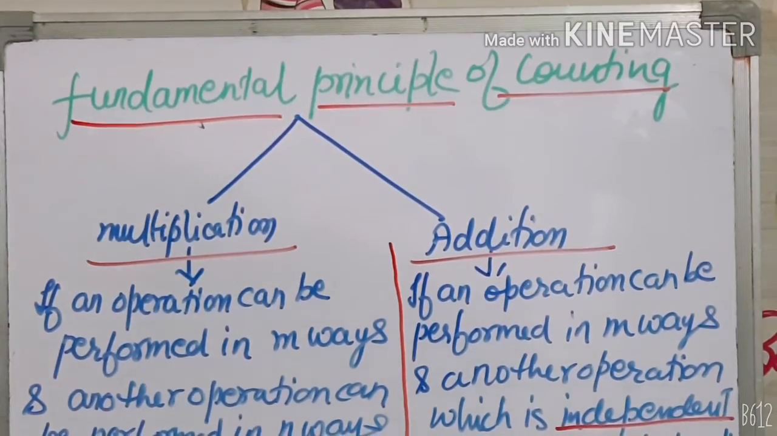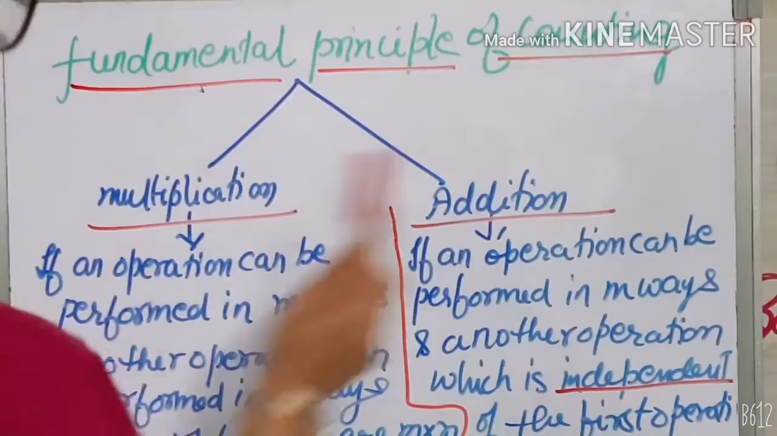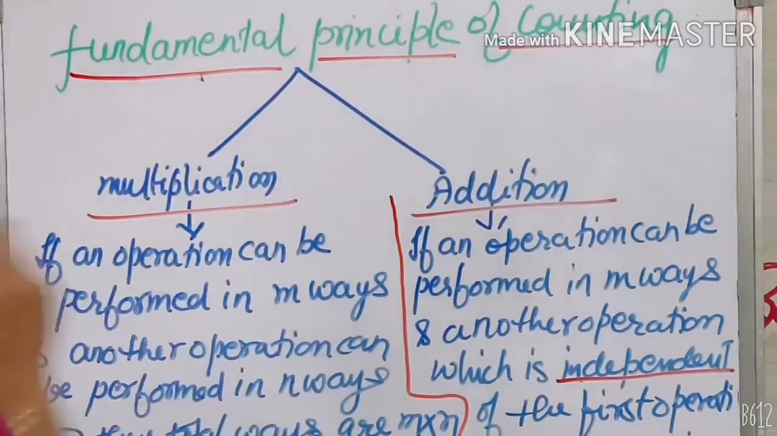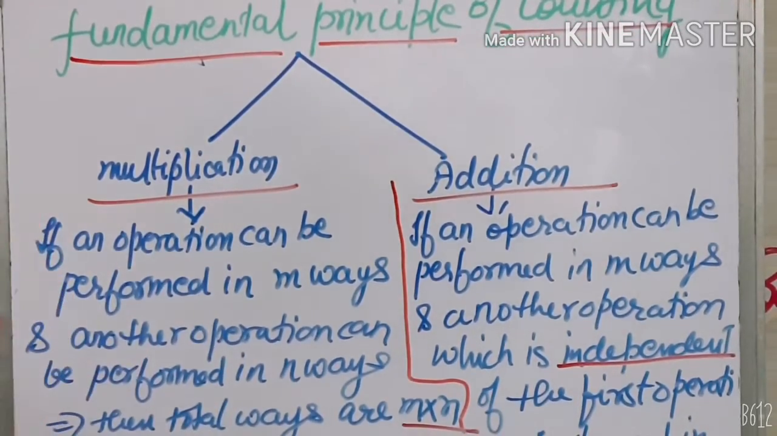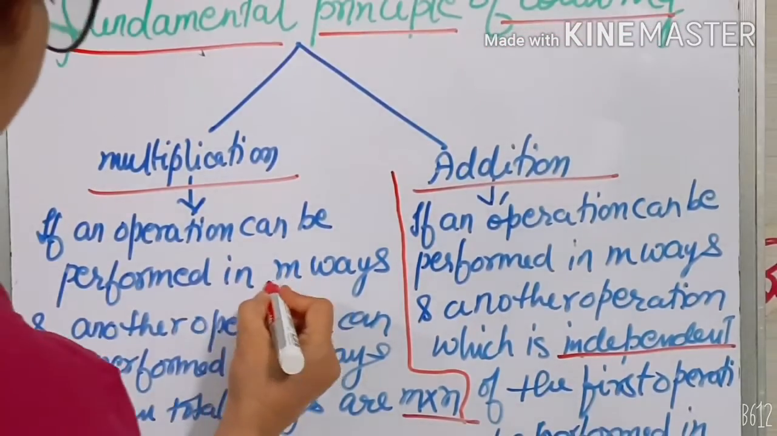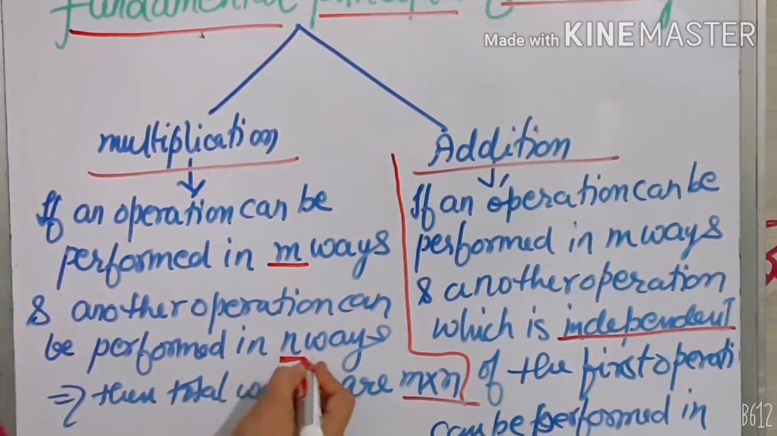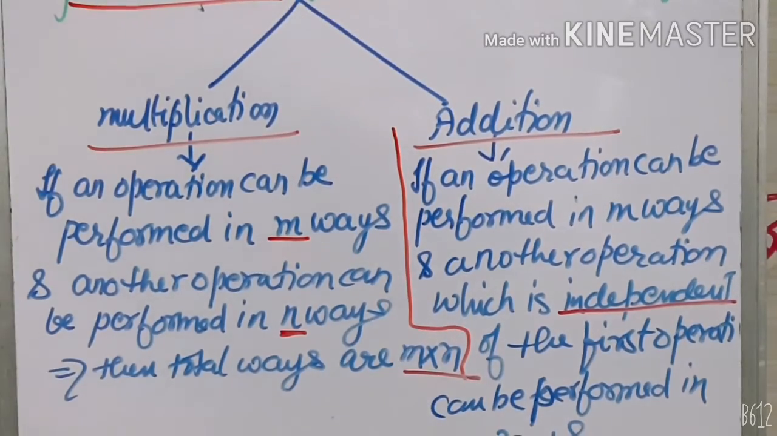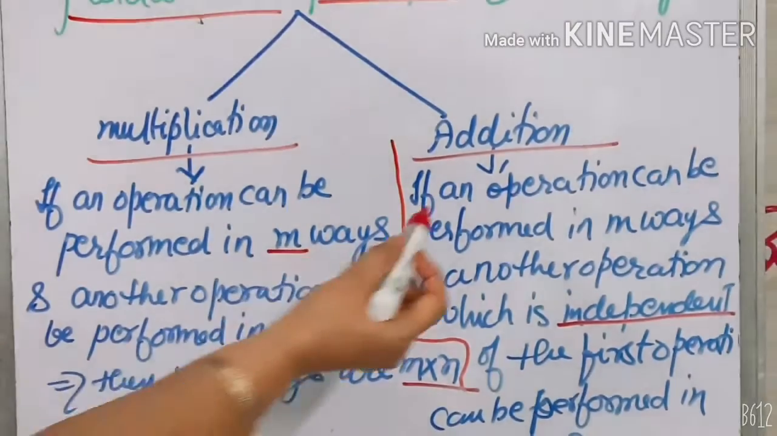Now the next topic is the fundamental principle of counting. That is the most important topic. There are two types here also, multiplication and addition. We are doing only permutation, remember that. Multiplication means, as I wrote, if an operation can be performed in m ways and another operation can be performed in n ways, then the total ways will be m into n. We will take examples later.